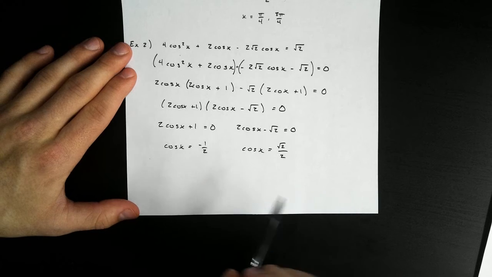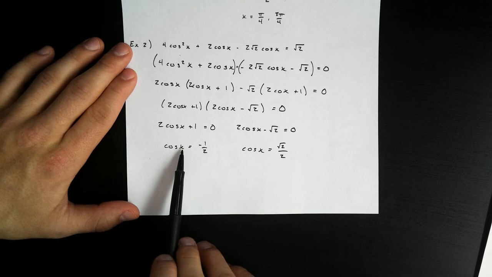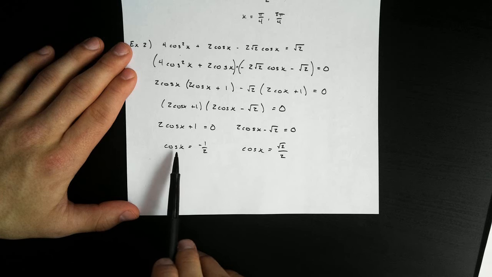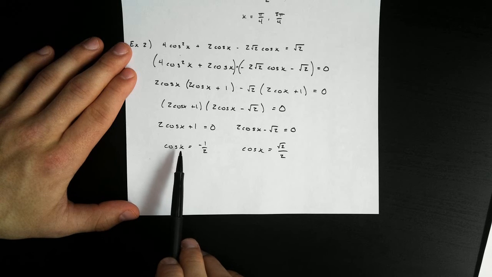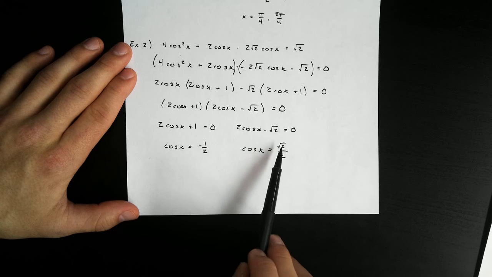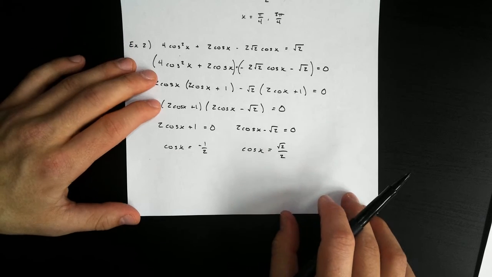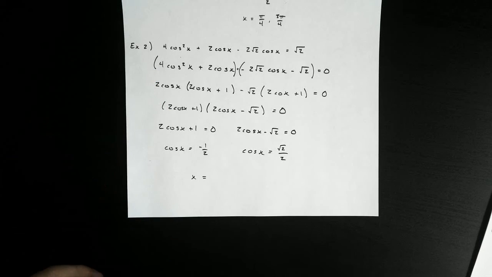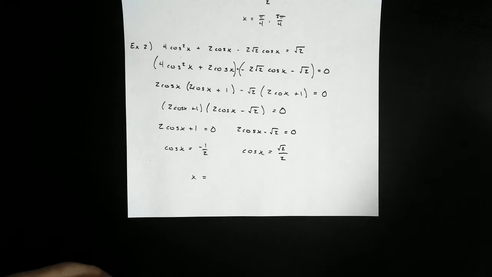So again, we have 2 equations here. We just want to figure out what values of x, when plugged into cosine, is going to give us this. So in other words, what angle is going to give me a cosine equal to negative 1/2, or equal to the square root of 2 over 2. And again, I just want to take a look at the solutions on the interval from 0 to 2 pi.